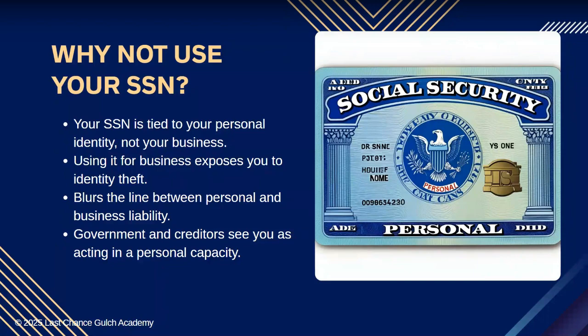Now, of course, when you're mixing business with using your Social Security number, you're blurring business and personal, right? So government and creditors will see you as acting in your personal capacity, right? So they know how much they can sue. They know that there's not insurance protection, that kind of stuff.